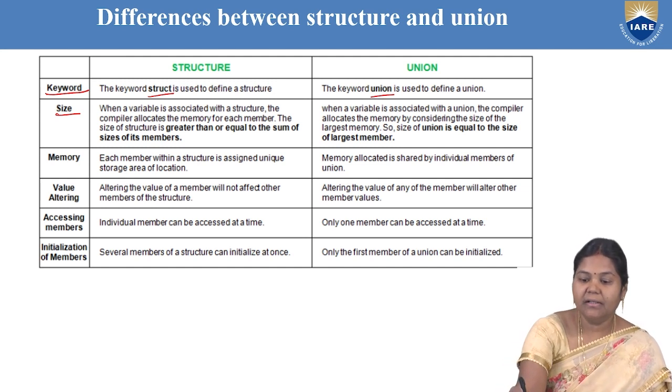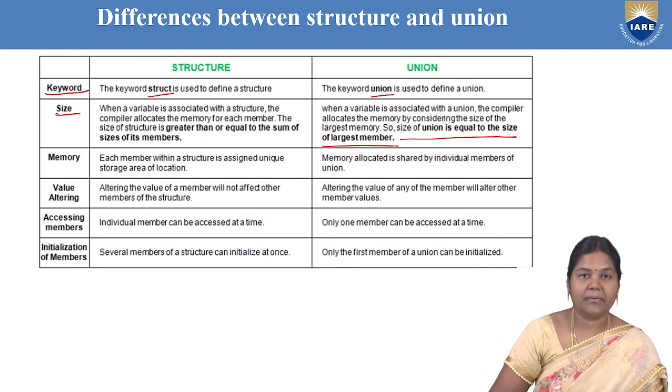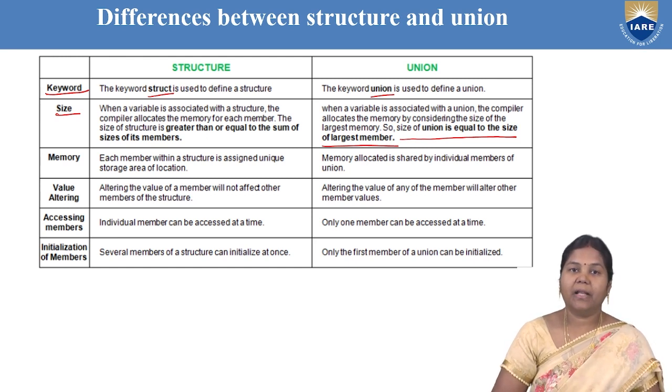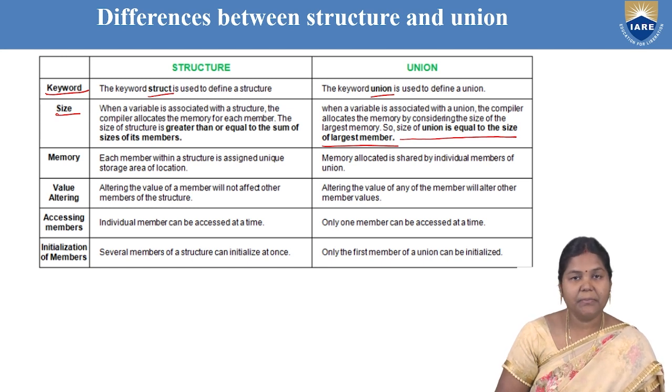But this is not the case in a union. In a union, the size is equal to the size of its largest member. That means the member with the largest memory requirement determines how much memory is allocated to the union, and all the remaining members share the memory location. That's why the size of a union is equal to the size of its largest member, whereas the size of a structure is the sum of sizes of all its members.